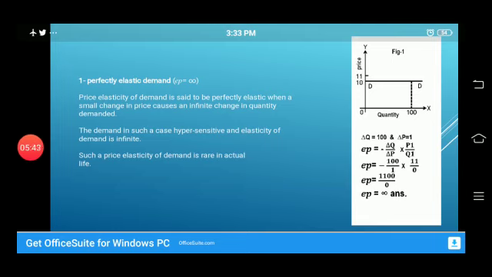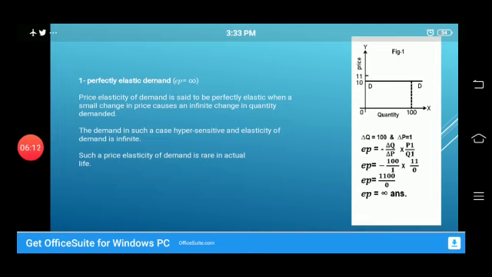The demand in such a case is hypersensitive and elasticity of demand is infinite. Such a price elasticity of demand is rare in actual life. We cannot see this in actual life. We can see in the figure that at price 10, there is an infinite change in quantity demanded. At price 10, you are demanding 0. At price 10, you are also demanding 10. At price 10, you are demanding 20, 30, 40, 50, 60, and so on.